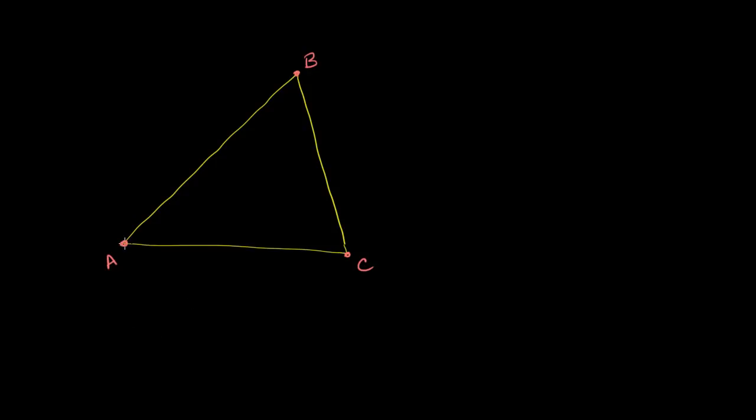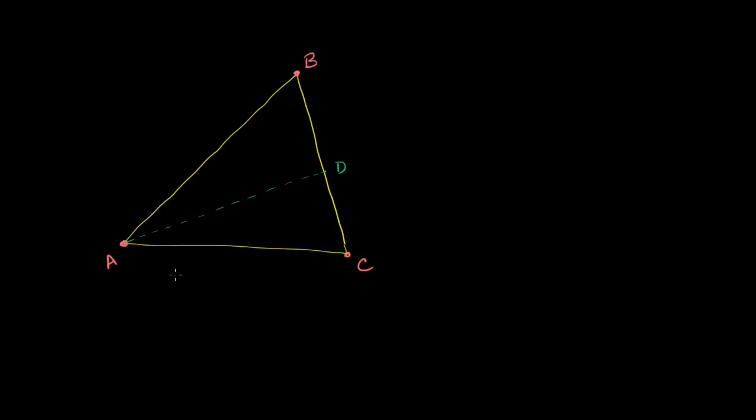So let's bisect this angle right over here, angle BAC, and let me draw an angle bisector. The angle bisector might look something like this. I want to make sure I get that angle right in two, pretty close. So that looks pretty close. So that's the angle bisector. Let me call this point right over here, I don't know, I could call this point D.